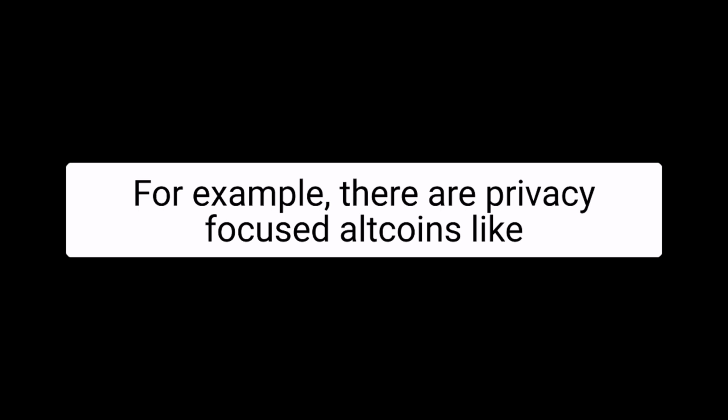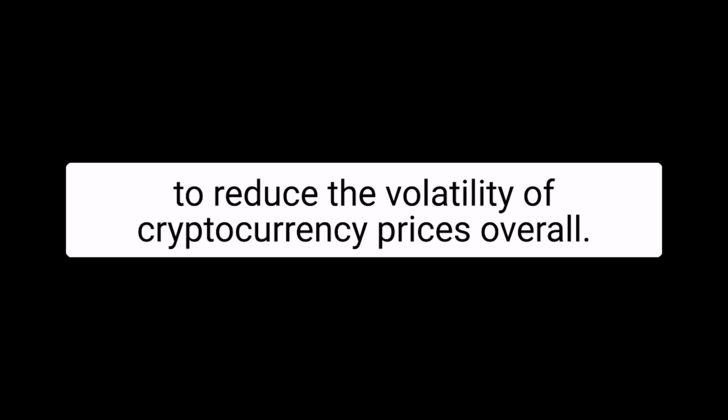For example, there are privacy-focused altcoins like Monero and Zcash, which are designed to provide a higher level of anonymity for users. There are also stablecoins, which are pegged to the value of a fiat currency and are intended to reduce the volatility of cryptocurrency prices.